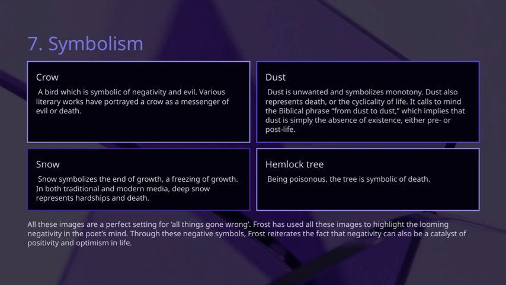Moving on, dust is another potent symbol. Dust is unwanted, often associated with neglect and decay, but it also represents death and the cyclical nature of life. When we think of the phrase "from dust to dust," it emphasizes that life is transient, and ultimately everything returns to dust, highlighting the inevitable end we all face.